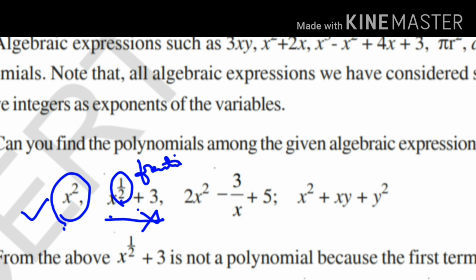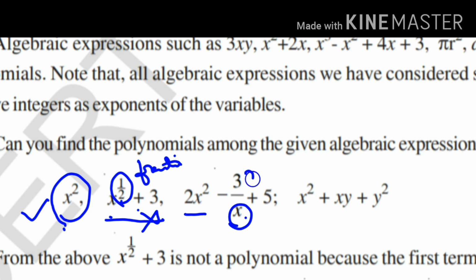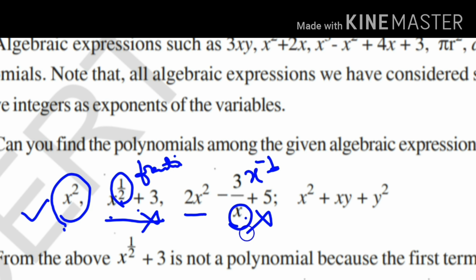Observe the third example here also. 2x square minus 3 by x is there. When x moves to the numerator, it becomes x power minus 1. So it is a negative power. x has negative power, so this is also not a polynomial.